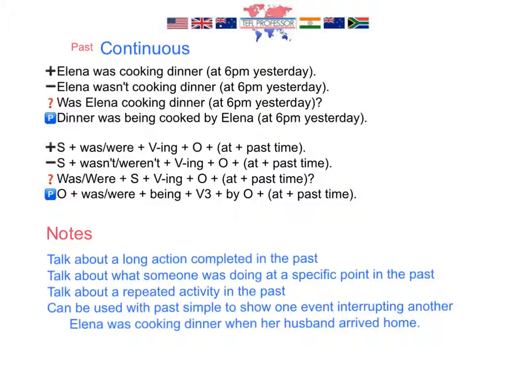Also, we can use this time reference here. At is the easiest way to actually reference this time, but we can also use a past simple sentence to show that one event interrupts another. Elena was cooking dinner when her husband arrived home. So her husband arrived home. We use when and then a past simple sentence. Pretty easy construction to follow as well.